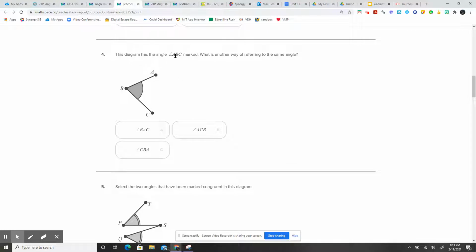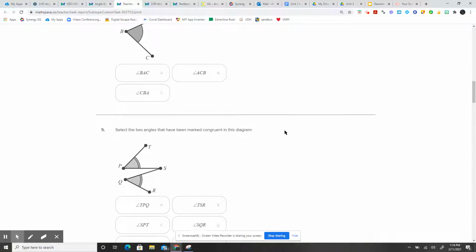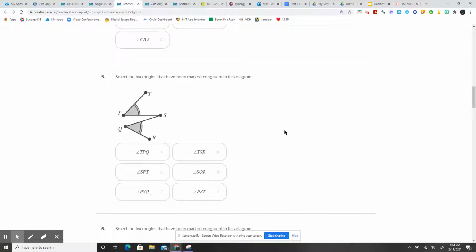This diagram shows angle ABC. What is another way of referring to that same angle? So we can go ABC from the top to the side to the bottom, or we can name it backwards from the bottom to the side to the top. So what is another way? That angle that is the vertex, that B, has to go in the middle. So we can't start there and we can't end there. B has to be in the middle. That vertex angle has to be the middle of the three letters. So you go from end to middle to end, or end to middle to end. Kind of like the midpoint. That middle angle has to be in the middle.